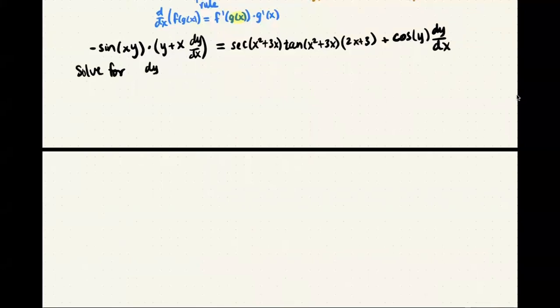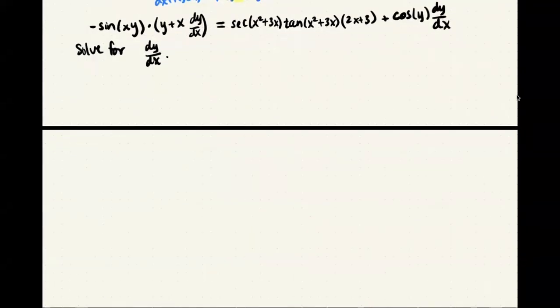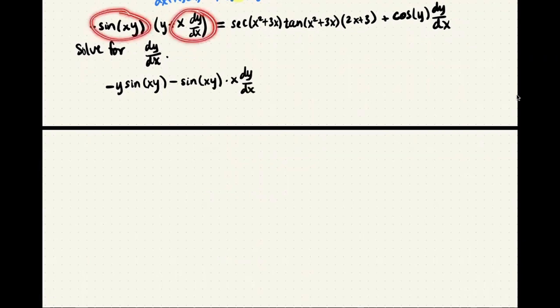So at this stage, I need to solve for dy/dx. Maybe the easiest way to do that is to group everything that has a dy/dx on one side and then factor it out and divide. So let's get all those things on one side. First, I'm going to go ahead and distribute this expression. So I had negative y times sine xy. That's just me multiplying the first two terms there. Plus, or I guess minus, because it's minus sine xy times x times dy/dx. That's me multiplying that expression.